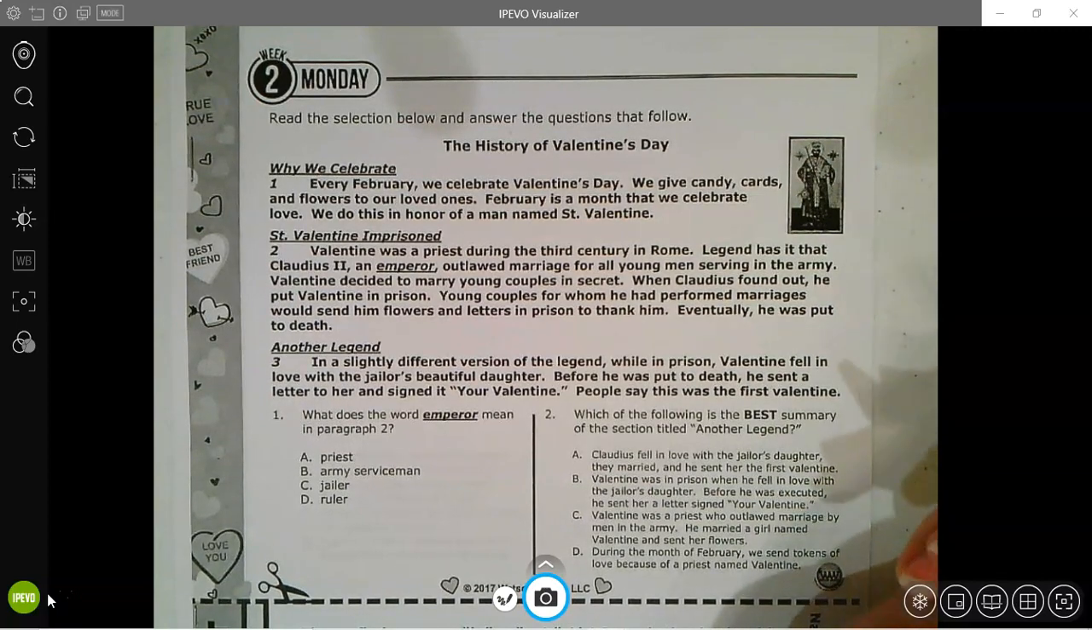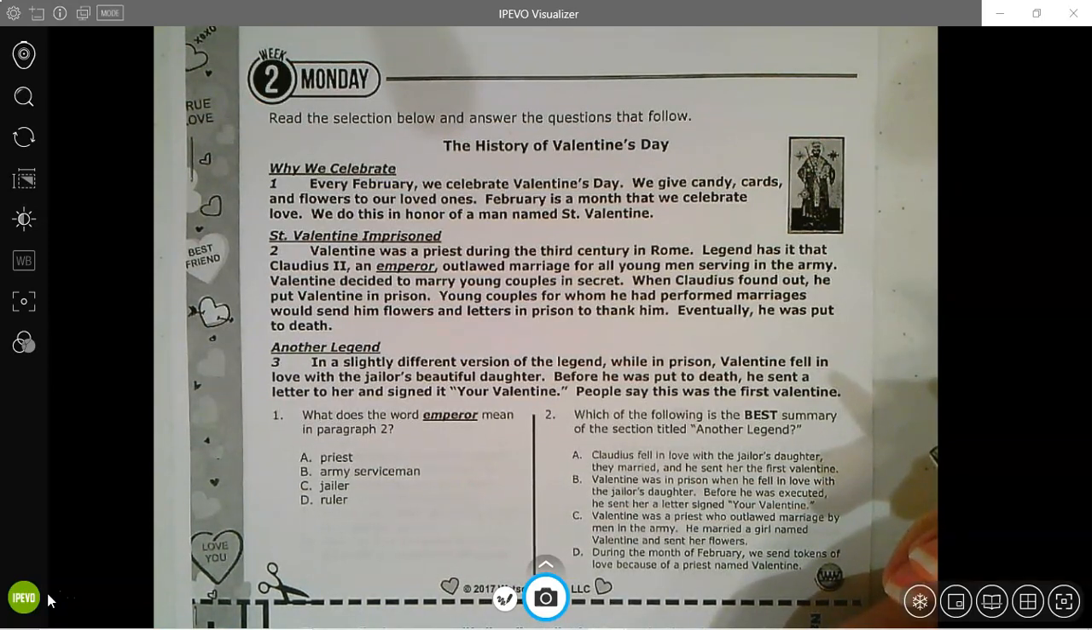So let's start. Why we celebrate. Every February, we celebrate Valentine's Day. We give candy, cards, and flowers to our loved ones. February is a month that we celebrate love. We do this in honor of a man named Saint Valentine. Saint Valentine imprisoned. Valentine was a priest during the 3rd century in Rome.